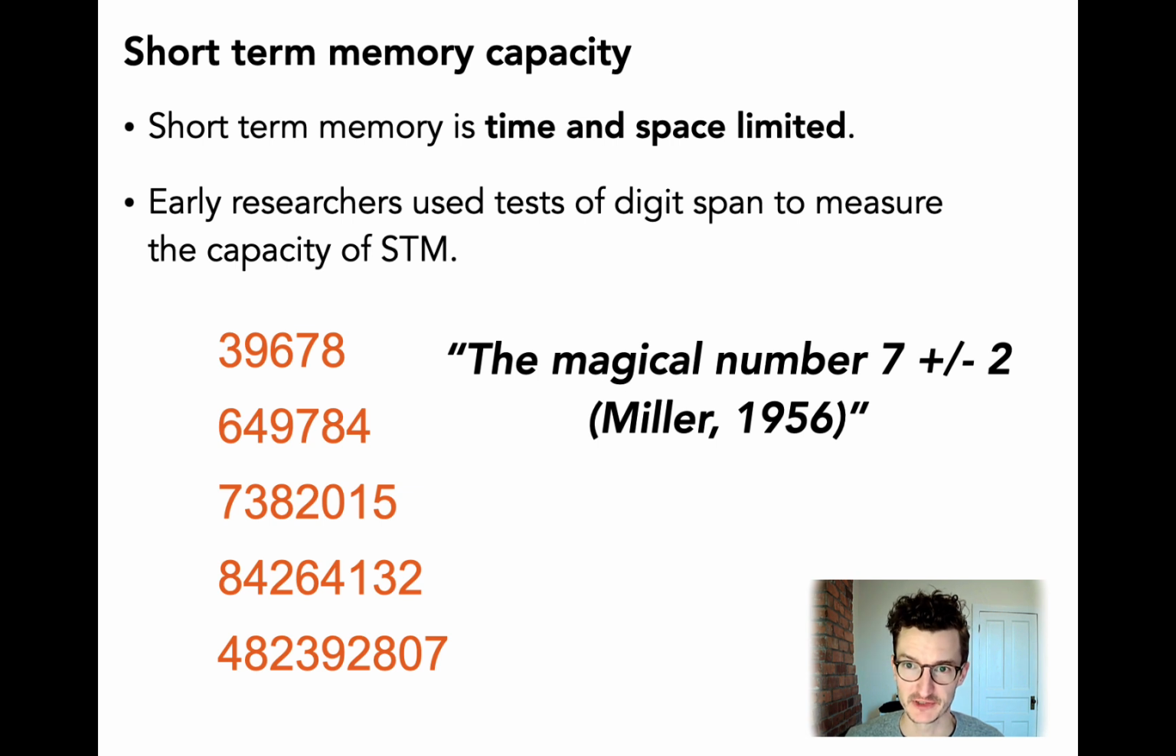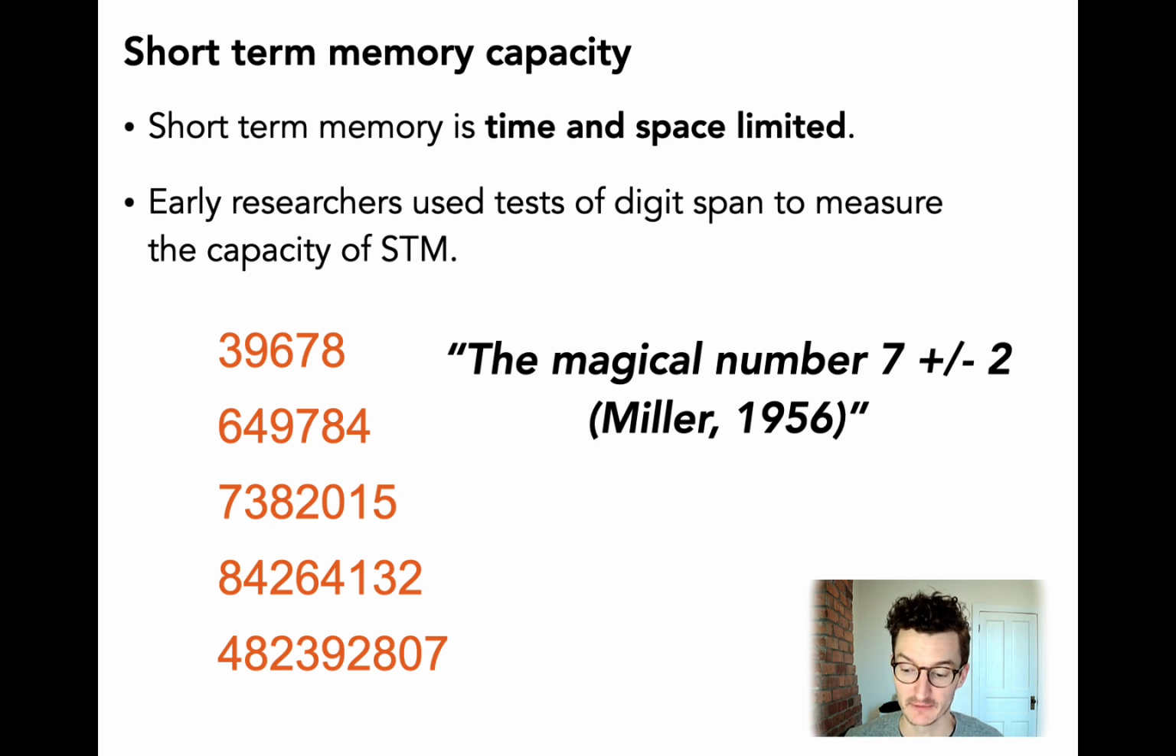So what we know about short-term memory is that it's time and space limited. And we know this because of early work done by George Miller, who had participants memorize random digits. These digits varied in length. And what Miller found was that on average, people could remember about 7 digits. So if you're shown a digit string like 3, 9, 6, 7, 8, and asked to remember it, that's a pretty easy task. If you're shown 4, 8, 2, 3, 9, 2, 8, 0, 7, and asked to remember it, it's a more difficult task. And so Miller coined this term, the magical number 7, plus or minus 2.